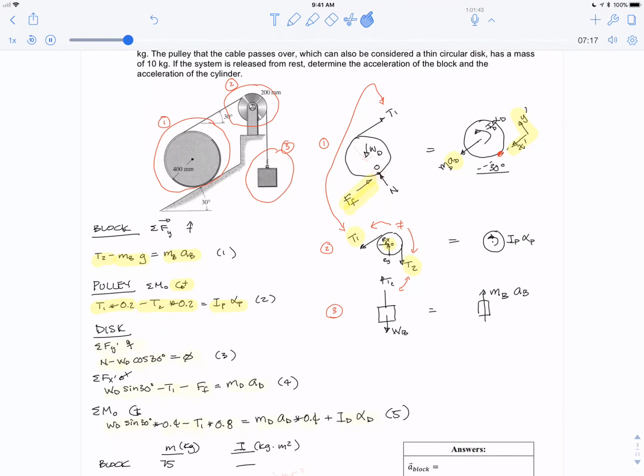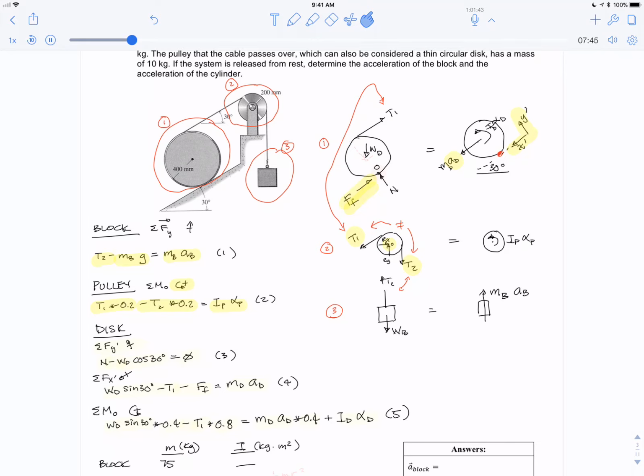Also, because I thought the disk was rolling downhill, I made X positive going downhill. So if you look up here near the picture of the free body diagram, I've drawn in what I've considered positive X and positive Y. Because normally we think of X as horizontal and Y as vertical, I said X prime and Y prime to show that these are the rotated 30 degree axes.